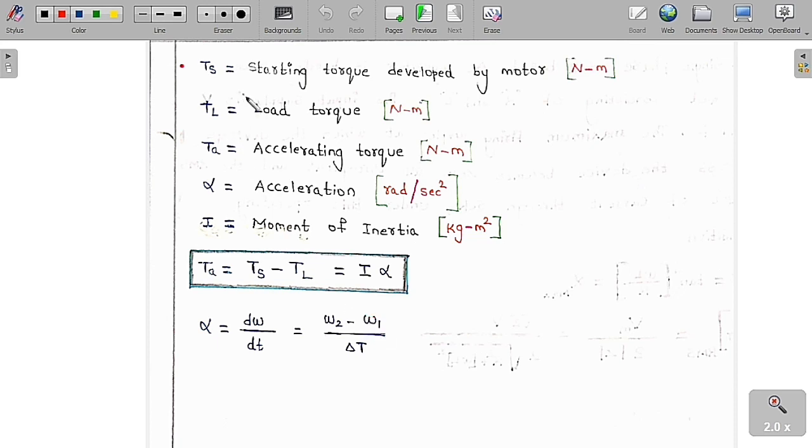So TS is the starting torque developed by the motor, in Newton meter, TL is the load torque, in Newton meter, TA is the accelerating torque, in Newton meter, alpha is the acceleration, in radians per second square, and I is the moment of inertia, in kg into meter square. So accelerating torque is equal to starting torque minus load torque, which is equal to I into alpha. Alpha is equal to d omega by dt, equal to omega 2 minus omega 1 by delta t, meaning there is a change of angular speed in this small time delta t. These are some of the important formulas which are very useful to solve any questions in power electronics.